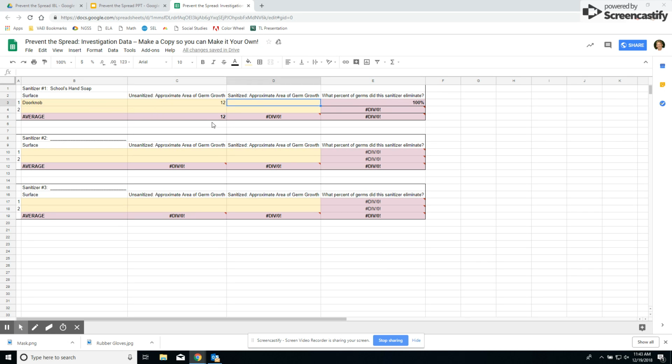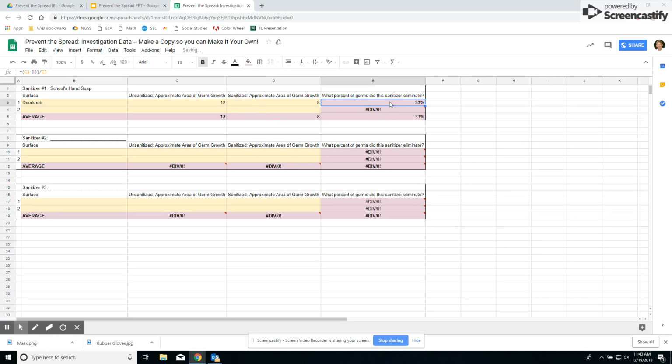Then you analyzed what happened if you sanitized that doorknob before you collected your germs. Look at that petri dish and figure out the area of the germ growth in it. Put that number underneath sanitized. So, for example, if it grew to an area of about 8 square centimeters, you would write 8 underneath sanitized.